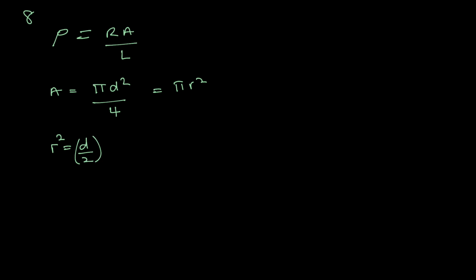Question 8 is asking what measurement gives the largest uncertainty in the calculated value of resistivity. We know that resistivity is rho equals RA over L. And we know what A is. A is pi d squared over 4, since it is pi r squared, but r is d over 2. So if you square r, you want to square that, and therefore r squared will be d squared over 4. So we now can replace A, and the resistivity will be R pi d squared over 4L.